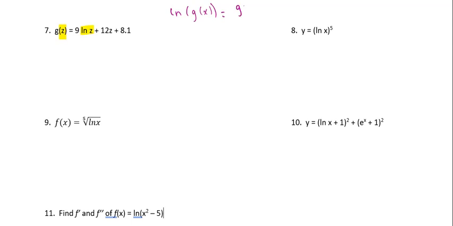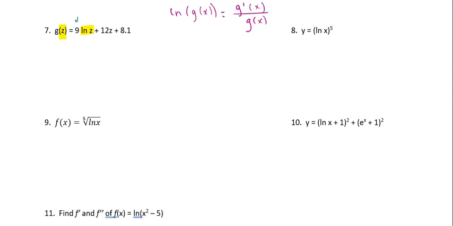The derivative of that is the derivative of whatever you have. So in this case, the derivative of g of x over whatever you started with. So in this case, g of x. So how does this look? Let's see if we can figure this out with number 7.